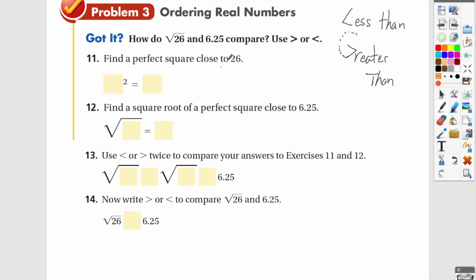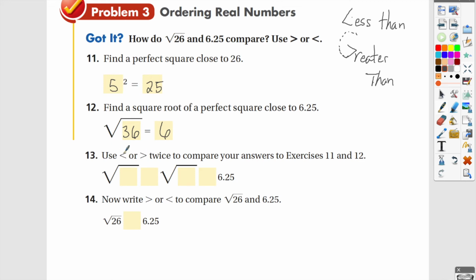So if I had to find a perfect square that is close to 26, I'm going to say 25 is the perfect square that is close. Well, what squared equals 25? 5 squared. What about the square root of the perfect square close to 6.25? 6.25 is really, really close to 6, and that would be the square root of 36. So the square root of 36 equals 6. That is close to the 6.25.